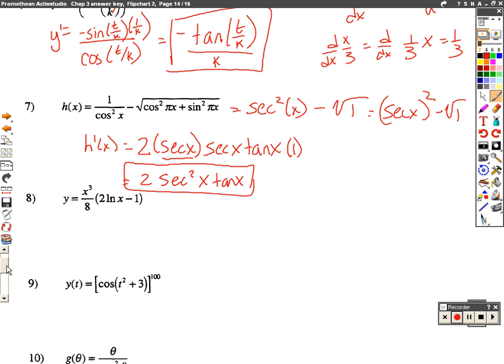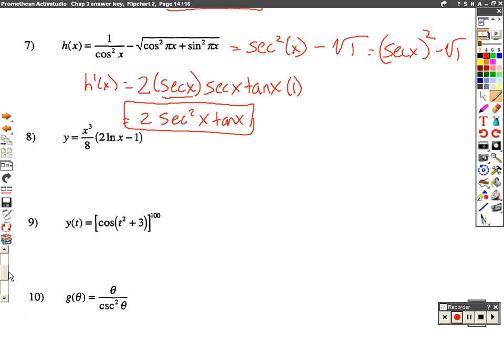Alright, moving on to number 8. We've got x cubed over 8 times 2 ln of x minus 1. And I think the way this is set up here, they really just want you to treat it like a product rule. You could actually distribute out this x cubed, but I guess you're still going to have a product, so product rule is probably the way to go here.